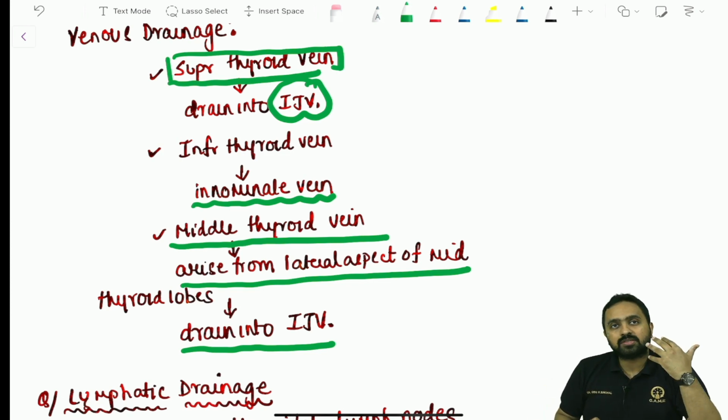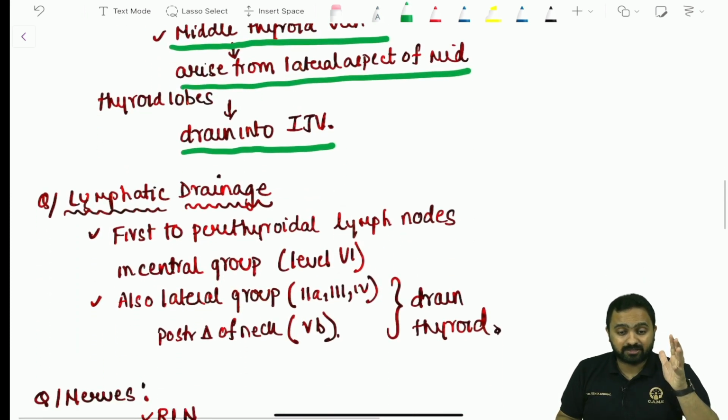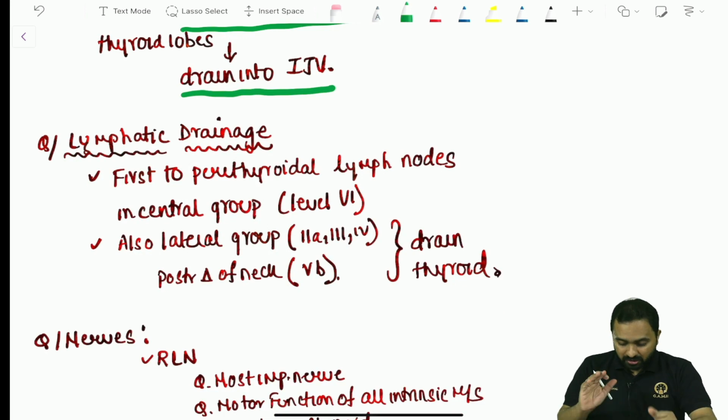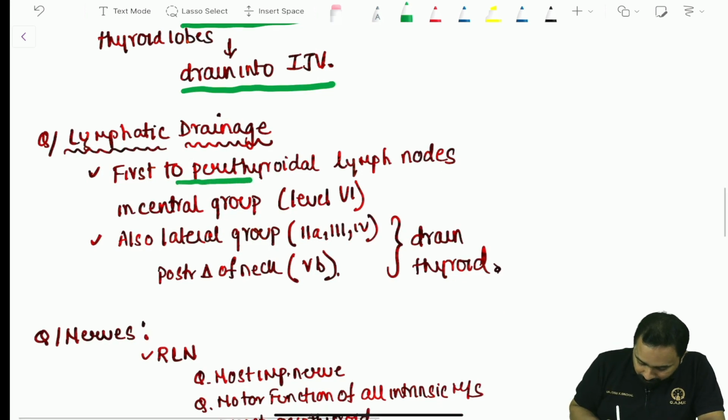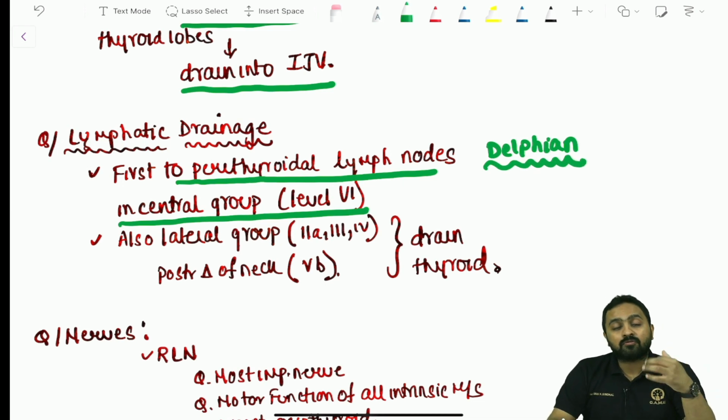Now, after the arterial and venous blood supply, the questions that have been asked are with respect to lymphatic drainage. First it drains into the perithyroidal lymph nodes in the central group, level 6. They are often referred to as the Delphian lymph nodes. Right, and then they also drain into the lateral group, which is levels 2A, 3, 4, and the posterior triangle of the neck, which is level 5B.